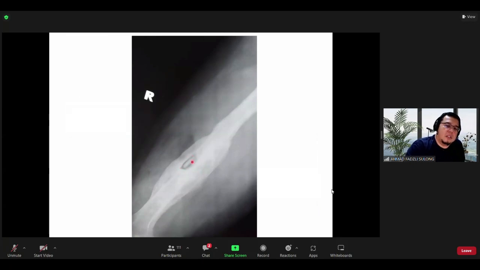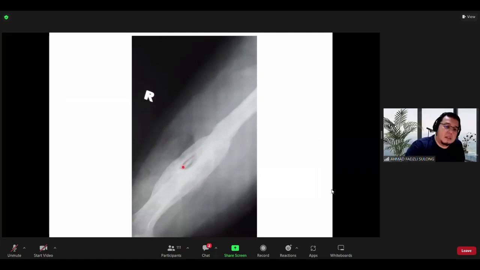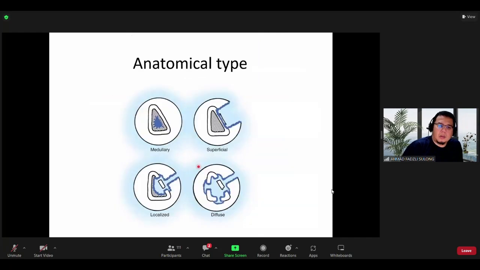Farah, for this one, is it diffuse or local? This is local. Okay, this is mainly local because a single cortex is involved, and even if we remove it, the bone is still stable. Okay, so you have four classifications for anatomy: medullary, superficial, localized and diffuse. Medullary is just within the medulla.